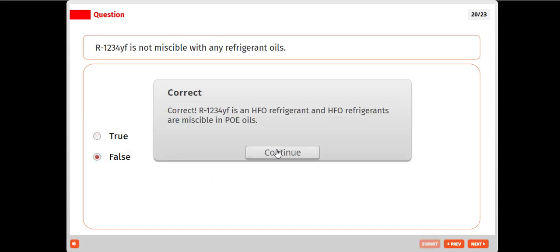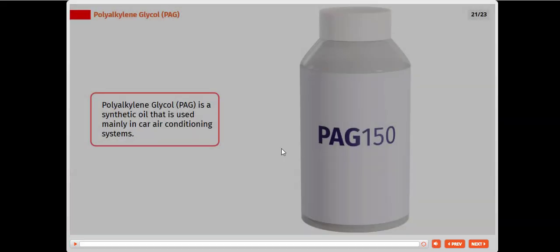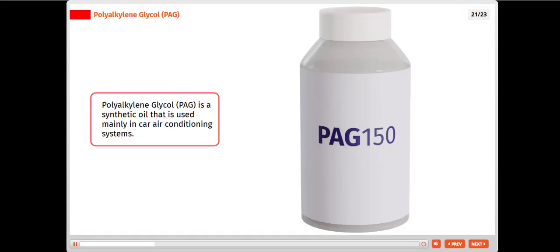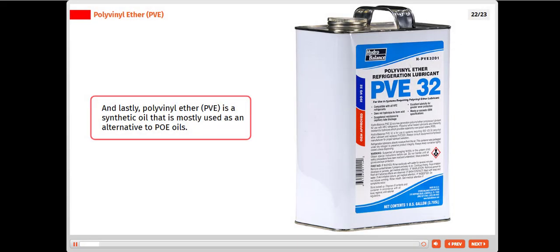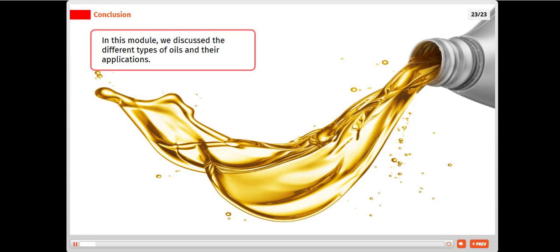Polyethylene glycol, or PAG, is a synthetic oil that is used mainly in car air conditioning systems. And lastly, polyvinyl ether is a synthetic oil that is mostly used as an alternative to POE oils. In this module, we discuss the different types of oils and their applications.